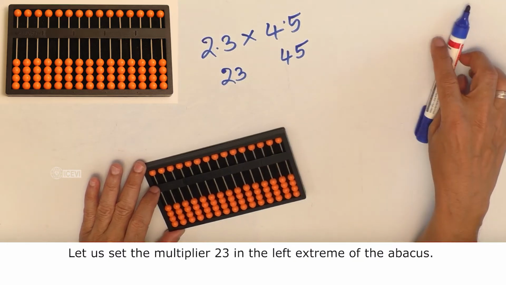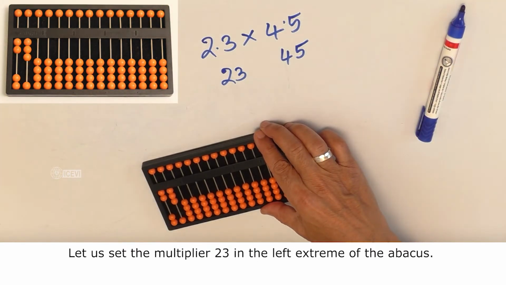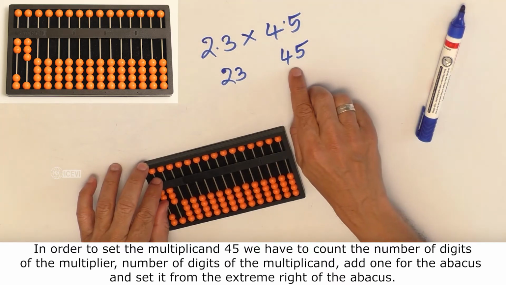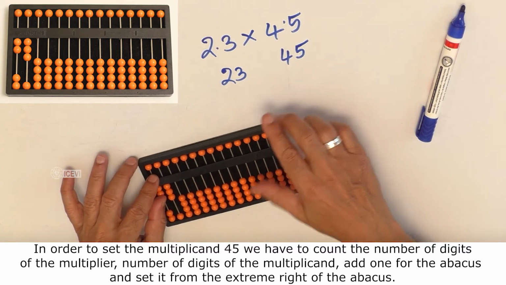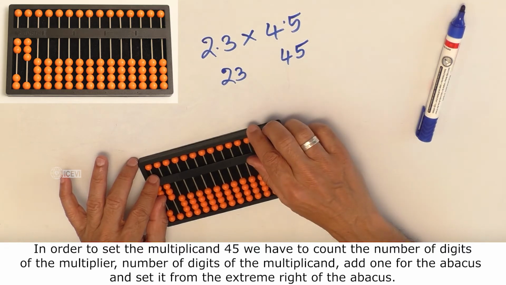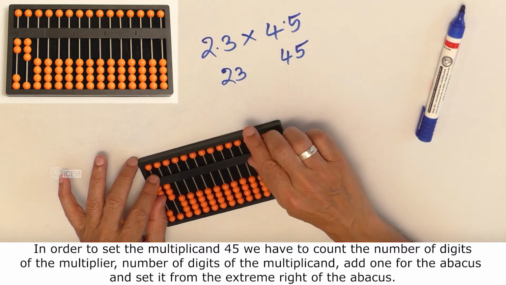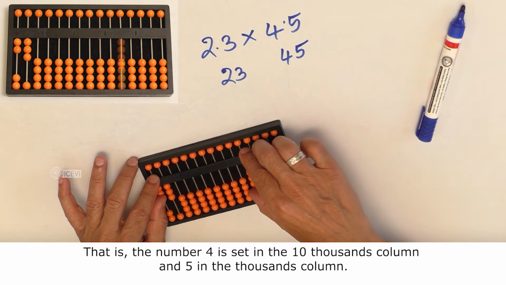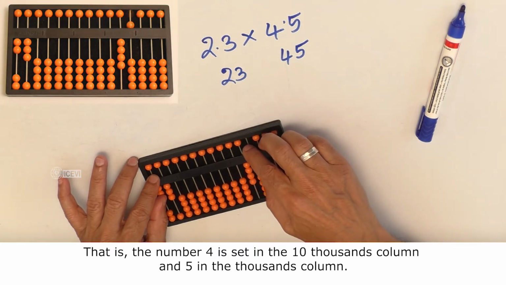Let us set the multiplier 23 in the left extreme of the abacus. In order to set the multiplicand 45, we have to count the number of digits of the multiplier, number of digits of the multiplicand, add 1 for the abacus and set it from the extreme right of the abacus. That is, the number 4 is set in the 10,000s column and 5 in the thousands column.